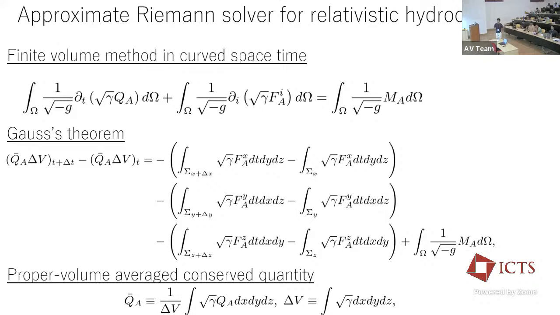So let's introduce the proper volume average conserved quantities, denoted by Q bar, upper Q bar, which is defined by the integral of this form divided by the three-dimensional proper volume, like this.